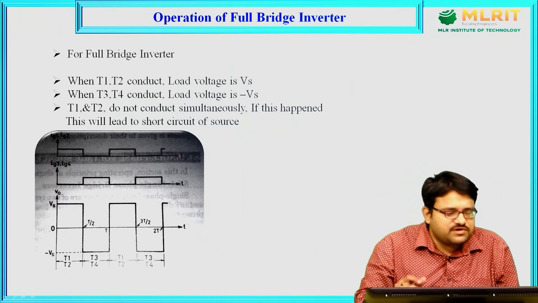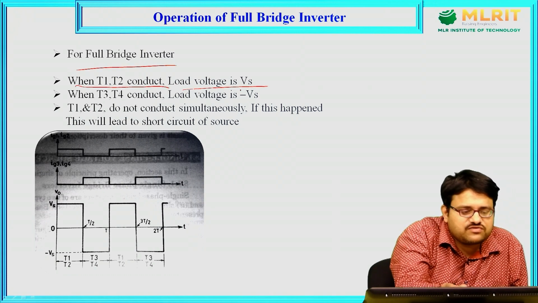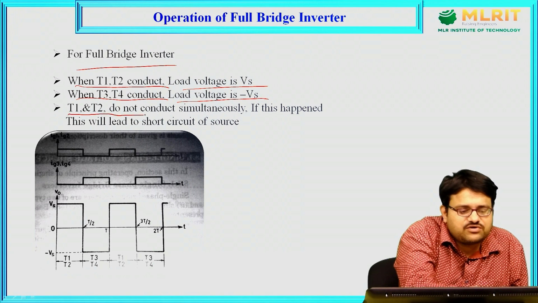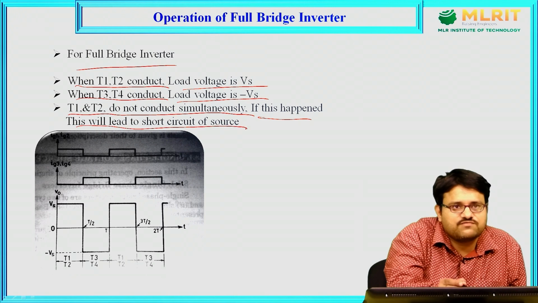Operation of full bridge inverter. For full bridge inverter, when T1, T2 conduct, load voltage is Vs. When T3, T4 conduct, load voltage is minus Vs. T1, T2 do not conduct simultaneously with T3, T4. If this happens, this will lead to short circuit of source.